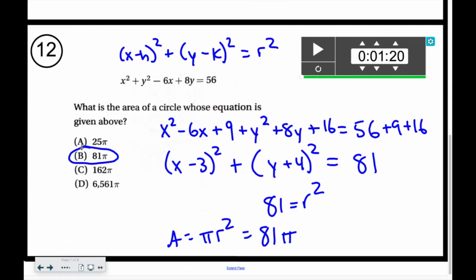So the way that I just did it, Desmos would probably be faster. You just throw it into Desmos and you look at the high point and low point. You'll be able to figure out the diameter and then divide it by 2 to get the radius, and you'll get 9 and then 81 pi.